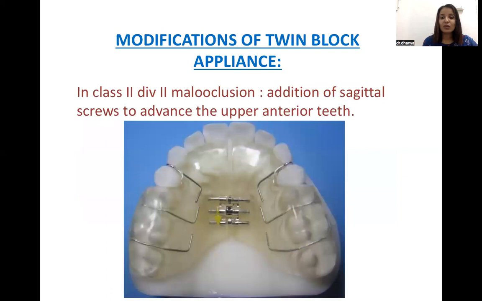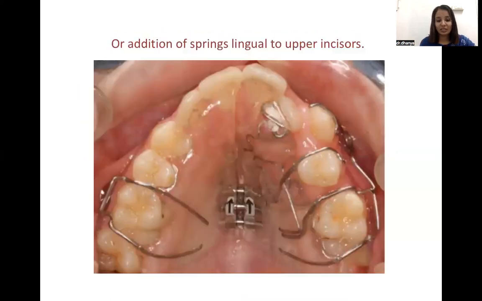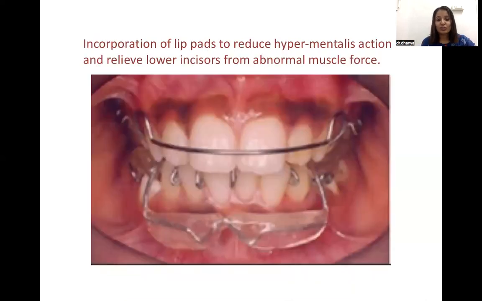Now, quickly we move on to the modifications of the twin block appliance. I will not go into detail about these appliances. There is a modification in class 2 division 2 malocclusion, where addition of a sagittal screw to advance the upper anterior teeth is given, or addition of springs lingual to the upper incisors can be given. Incorporation of lip pads reduces hypermentalis action and relieves the lower incisors from abnormal muscle force. In most class 2 cases you see puckering, so in such cases you can give lip pads.